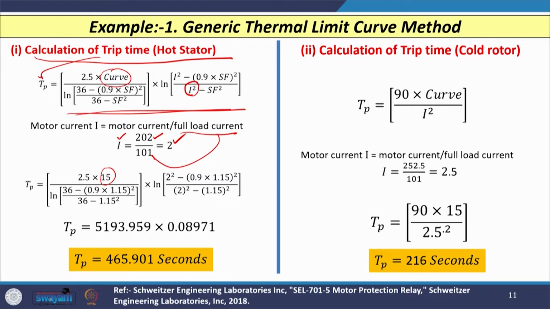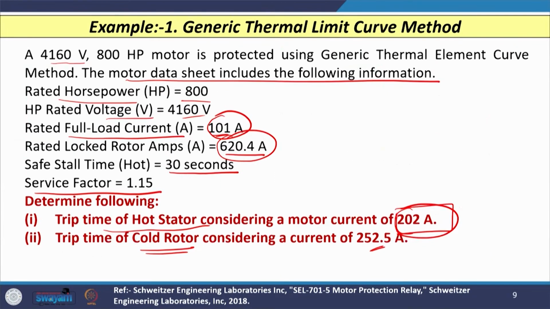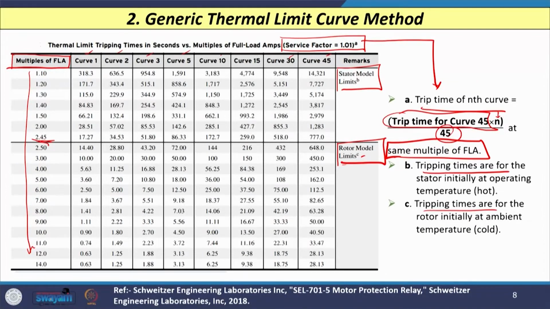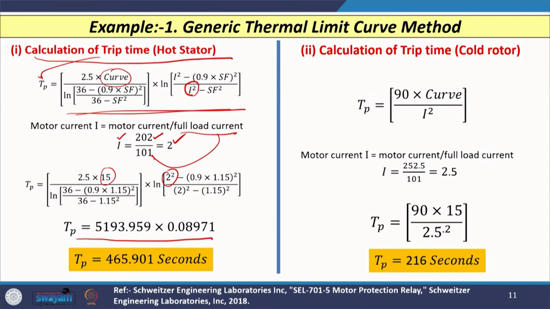We have already calculated that this is 2 into 0.9 into SF. So, that is also given. With this, if you calculate the value of Tp, you will have the value of Tp, that is 465.901 seconds. So, this is for stator and the disk time is 465. So, if I look at this table, then you can see we are interested in curve number 15 because we have considered the curve as the curve number 15 and we have already calculated for stator and the time comes out to be Tp is equal to 465 for the value, that is 2.